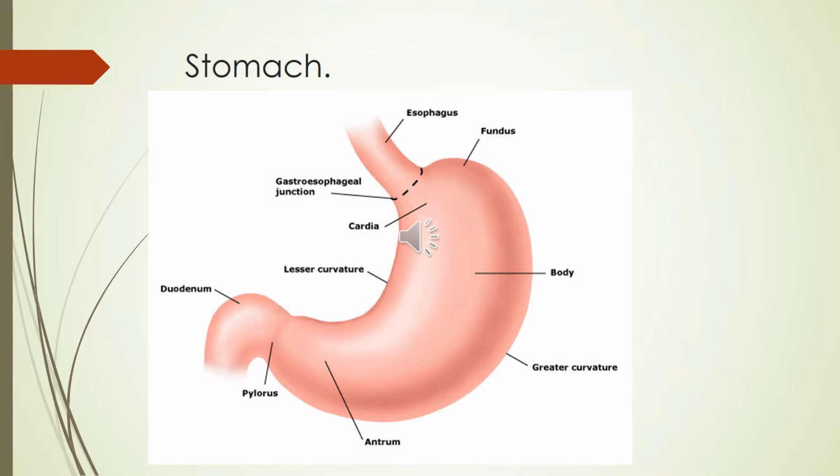You can see the esophagus and the gastroesophageal junction, which is lying between the esophagus and the stomach. Then you can see its greater curvature, its lesser curvature, its body, the antrum, the pylorus, and the fundus similarly.